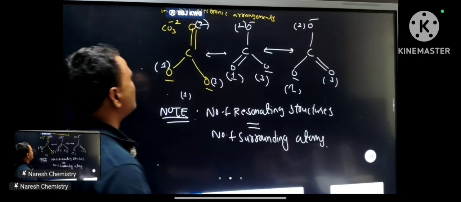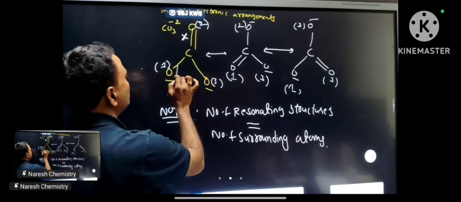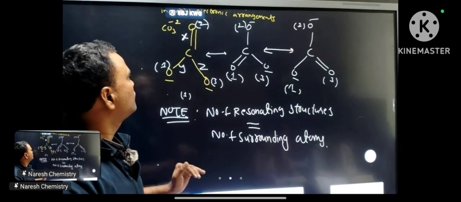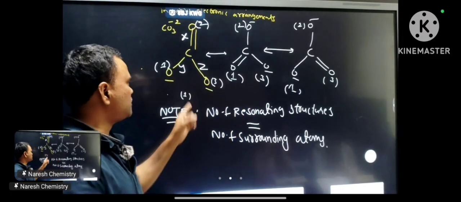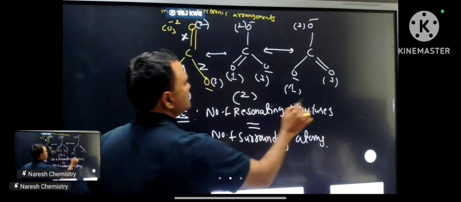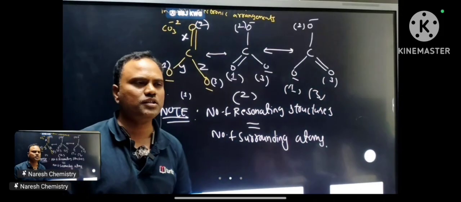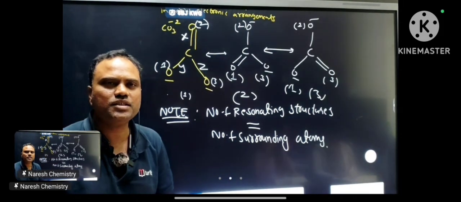Okay, Priyanka, look at this. This is X, this is Y, this is Z. Whose bond length is less? Here in the first structure, this is 2, this is 3, right? In the first resonating structure, whose bond length is less? X, Y, Z, which is less?